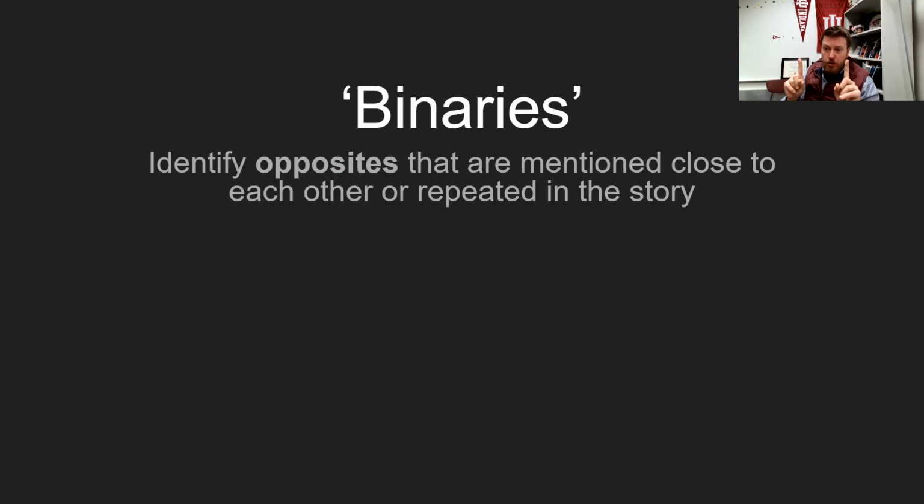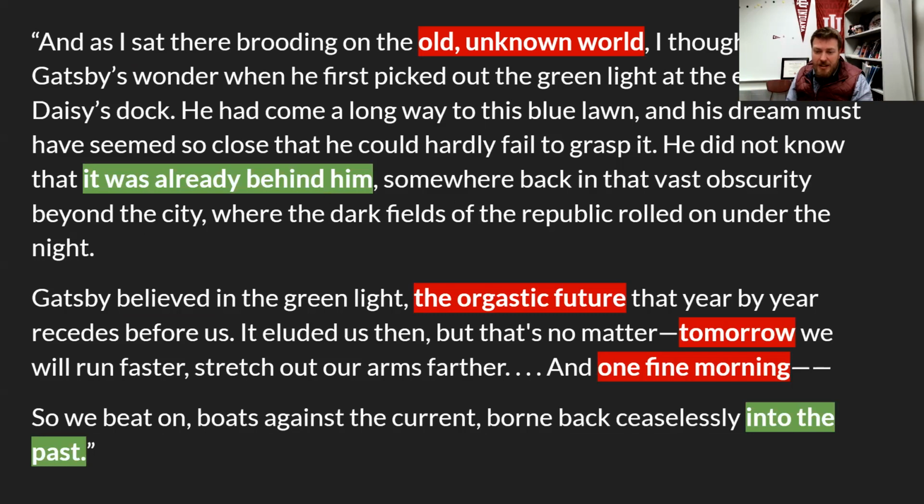Binary refers to two, right? So what we're talking about when we're talking about binaries are opposites of each other, oppositions. And when we see oppositions, it usually is meant to point out something about maybe a particular theme. And if we look back at that passage, we'll see that there's a few of them, right? We've got the old unknown world and what's already behind him. We're talking about the past, right?